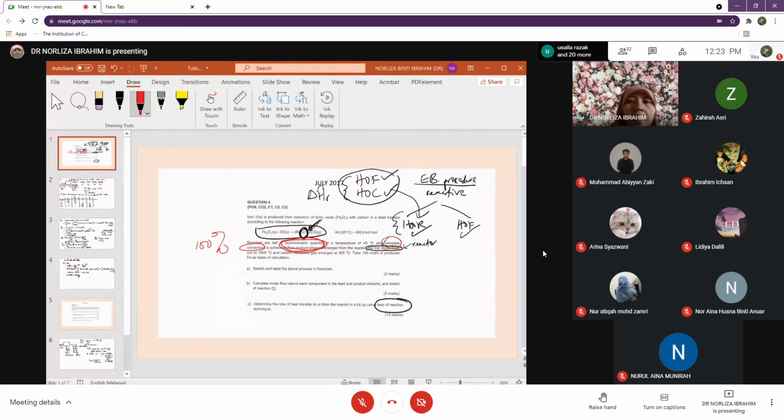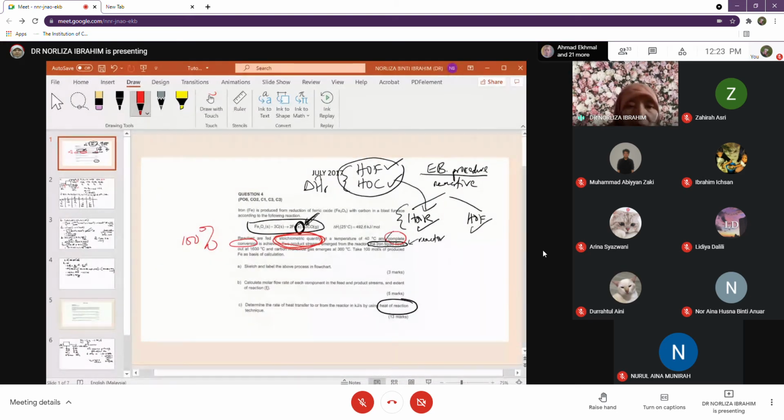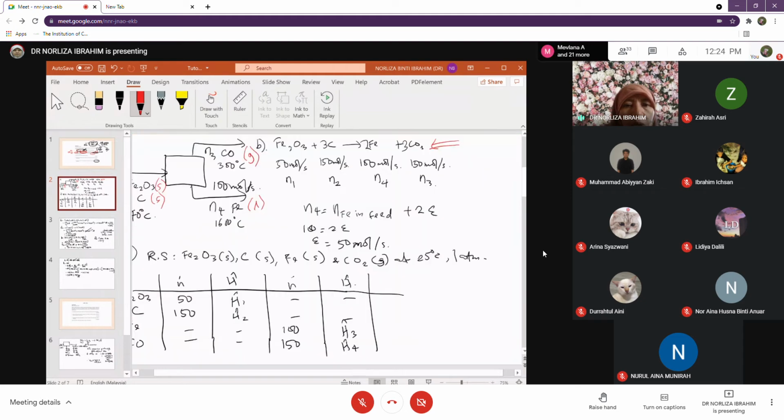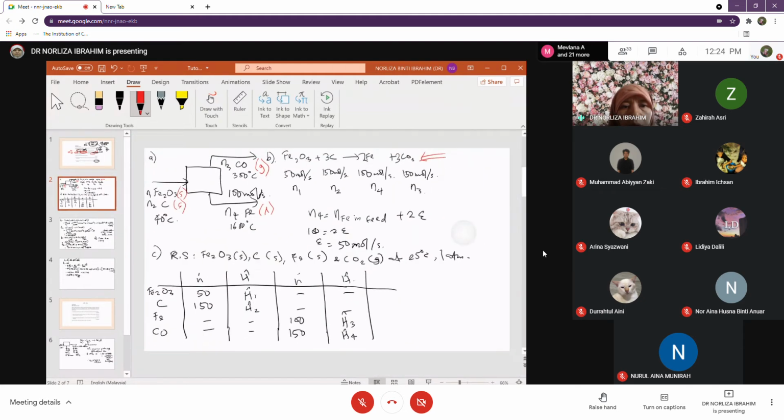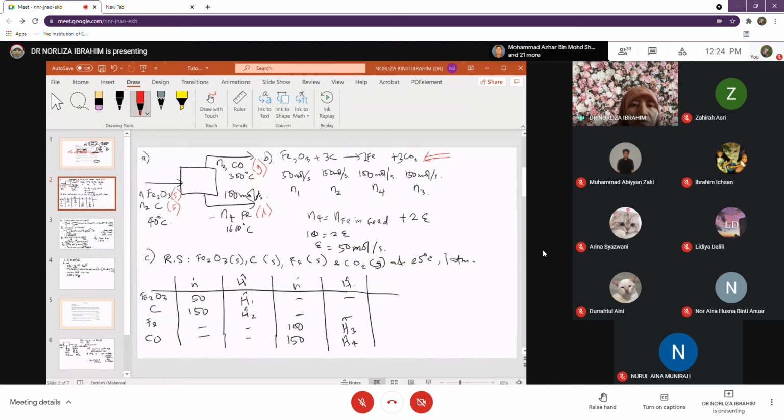Okay, so this is reactants fed in stoichiometric proportion. What do you mean by stoichiometry? If I have one mole here, I should feed three moles of carbon, if the basis is not given. But now the basis is already given in the question: 100 mole per second of iron being produced. So if I refer to the drawing, my N4 will be 100 mole per second.